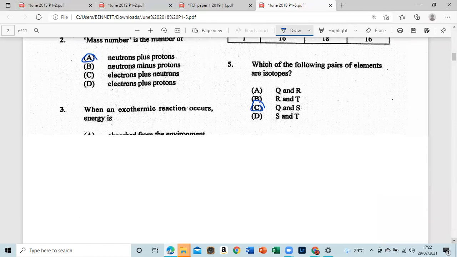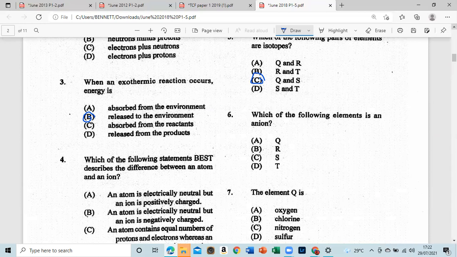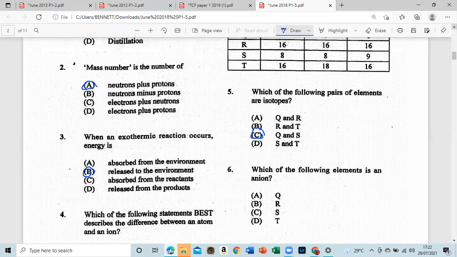Let's go. Chemistry fever, last exam. Number six, which of the following elements is an anion? Is it Q? Is it R? Is it S? And that would be T. That's number six, D.